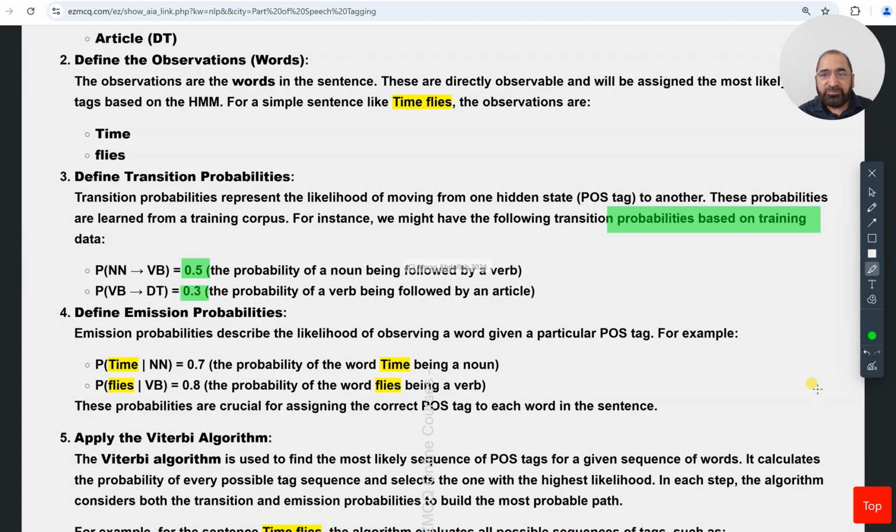And of course, define the emission probabilities: the likelihood of observing a word given a particular part of speech tag. So what is the probability of "time" conditioned upon a noun? Probability of "flies" conditioned upon a verb, because remember that "flies" can also be a noun, as an insect. Depending upon how the system was trained, it is going to respond accordingly, right?